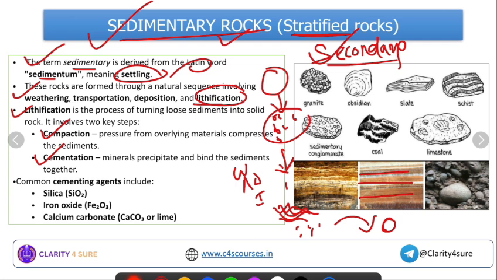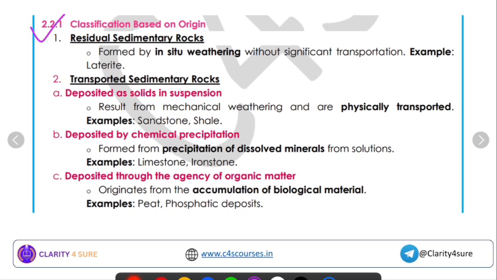So compaction is the pressure underlying these rocks that makes them compacted or compressed, and cementation is the process where these gaps are filled with some cementing agents. Minerals precipitate and bind the sediments together, and compaction applies pressure and compresses it. Some examples of cementing agents are silica, iron oxide, calcium carbonate, etc.